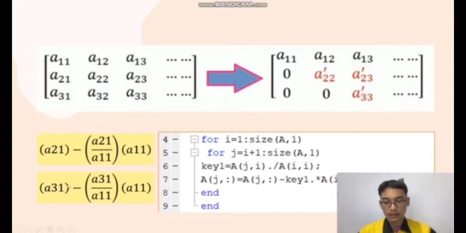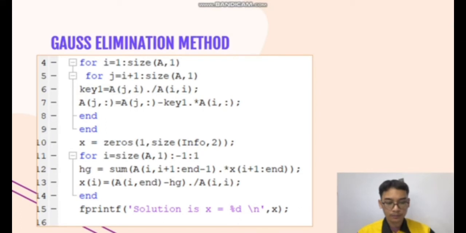Same as for A31. How to get the new A31? For this one, A31 is actually AJ1, AJI, and A11 is actually the AII. So this is the formula that we use to get the new value for each A21 or A31, also for A22 and A33 and so on. So we have done with the loop here.